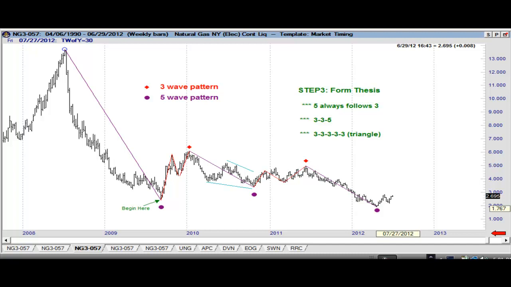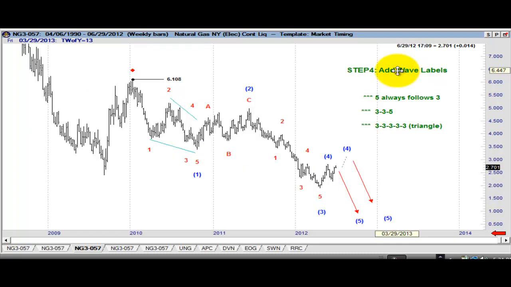Let's move to step number 4. Step number 4, add wave labels. Now what I'm going to describe to you is what I feel is my preferred wave count. And frankly, this only comes with experience, not that I'll eventually be proven right or wrong. But I've eliminated the triangle interpretation. I just don't think it's the best fit for what I'm seeing.